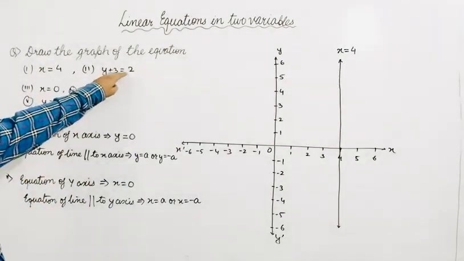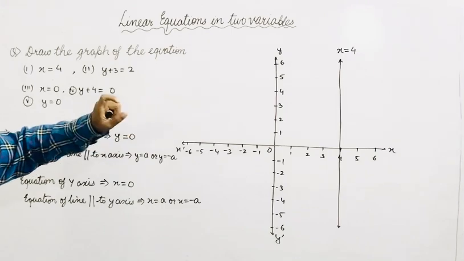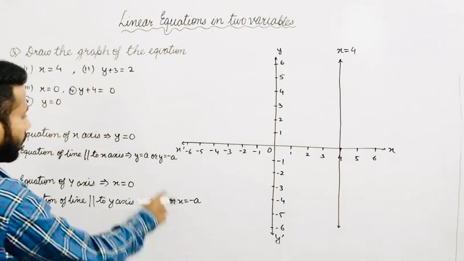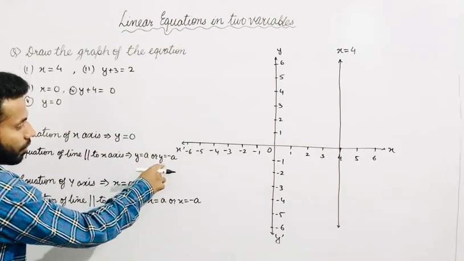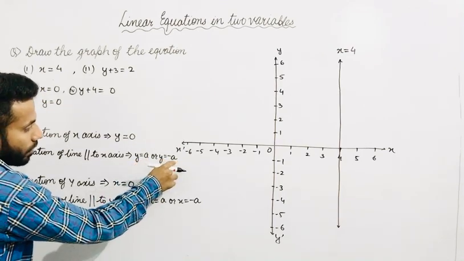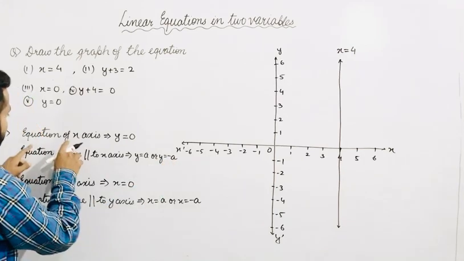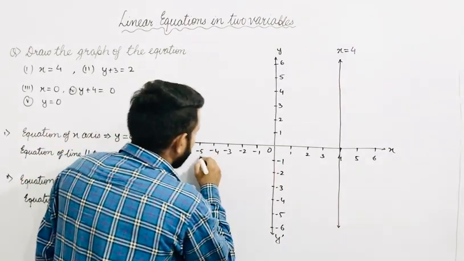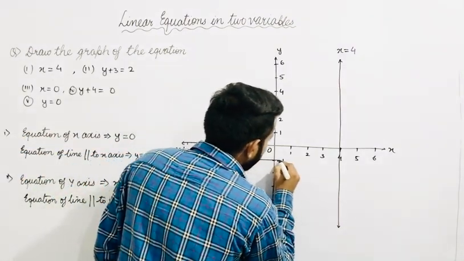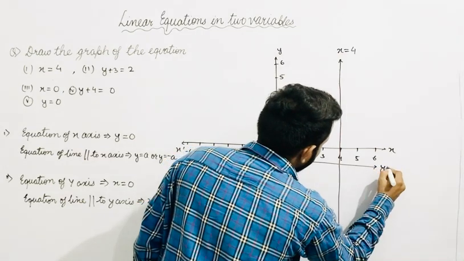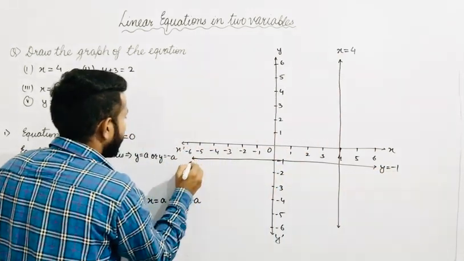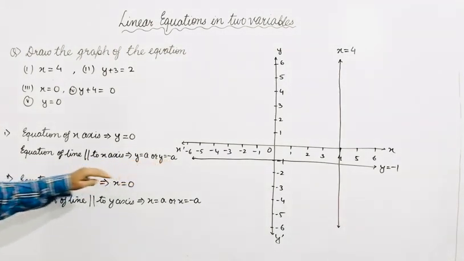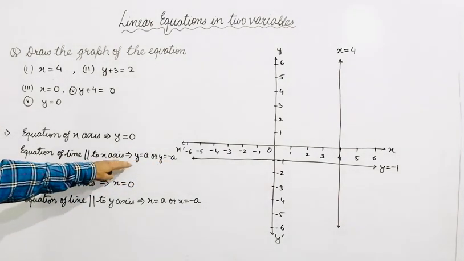y plus 3 equals 2. When you solve it, it will become y equals minus 1. Look here, y equals a or y equals minus a. So y equals minus 1. What is y equals minus 1? It is the equation of a line parallel to x-axis. Where is minus 1? Here. So y equals minus 1 is here. This is the line y equals minus 1. See, this line is parallel to the x-axis. y equals a or y equals minus a is the equation of a line parallel to x-axis.